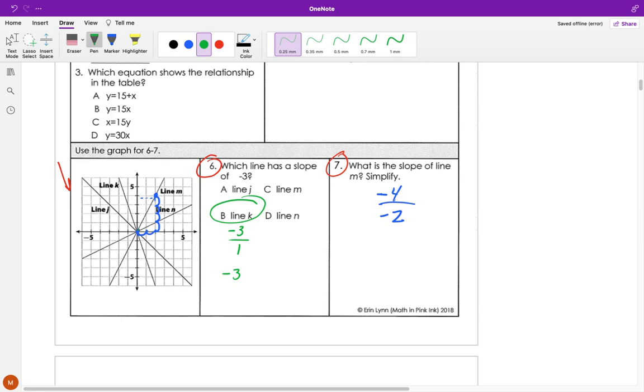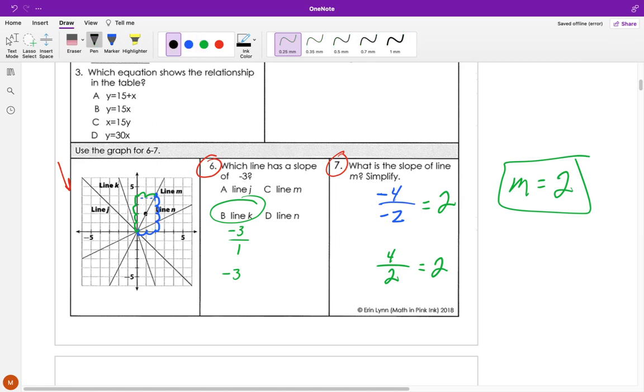If I count it from this origin up, I'm going 1, 2, 3, 4. So it would have been a 4. And I'm going right 2, which, if you notice, a negative divided by a negative is still positive. So regardless of which way you count, you're still going to get the same slope. And this -4 over -2 is equal to a +2, and 4 over 2 is also equal to a +2. So the slope for this line M is equal to 2. And we're just literally counting up and over.